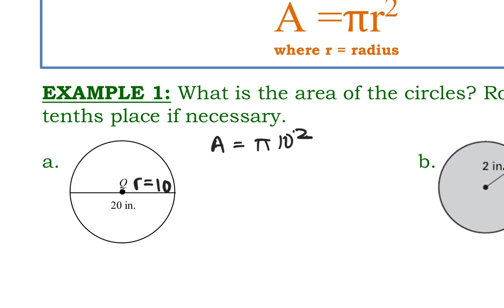All right, and your little pi button is right next to the sign button. Okay, so just make sure you use the pi button. All right, so everyone enter pi 10 squared. What do we get when we enter pi 10 squared? Going to the 10th place, 314.2.